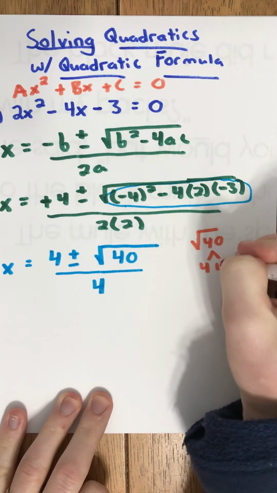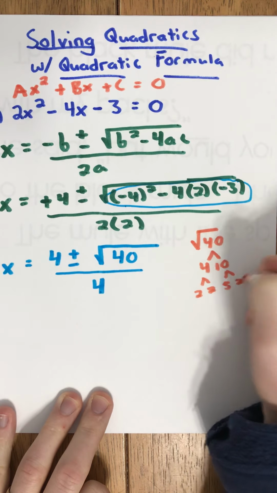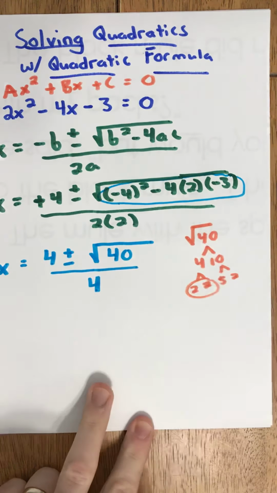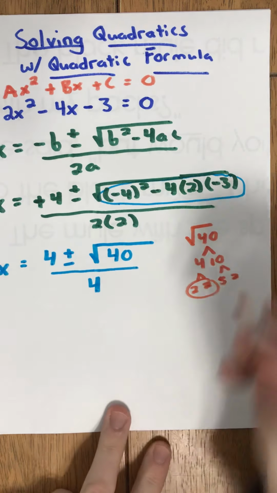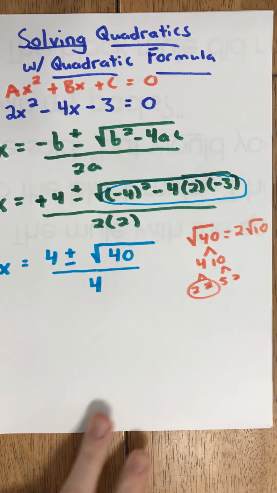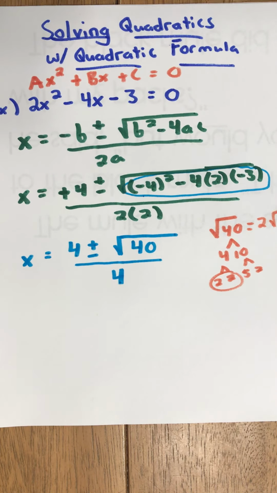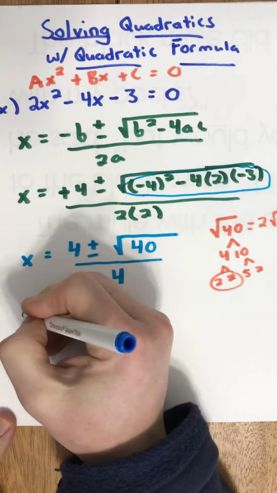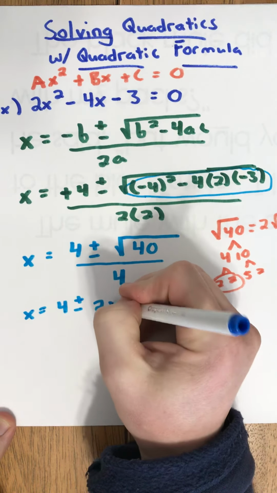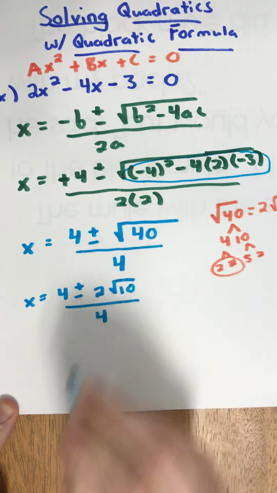So that's 4 and 10, 2 and 2, 5 and 2. And so I've got a pair of 2's that can come out. 5 and 2 are going to be inside. So the square root of 40 is the same thing as 2 square root of 10. So what I'm going to be left with here is I'm going to have x equals 4 plus or minus 2 square root of 10 divided by 4.